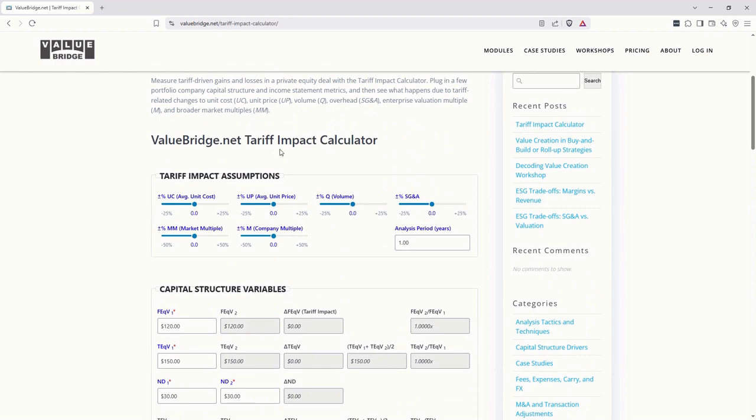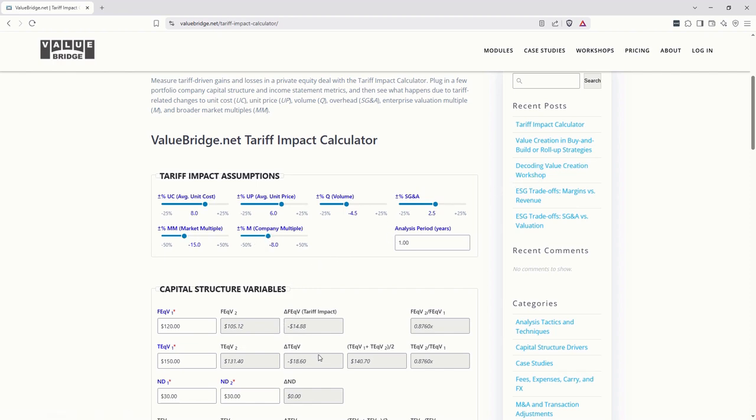Then you can go up to the top and start twisting dials to see what happens to your equity ROI. For example, let's say that tariffs increase the average unit cost, and then we respond by increasing prices. But this causes the company to sell fewer units. Perhaps there's also a modest change in SG&A, and then, due to uncertainty in the M&A environment, broader market valuation multiples go down, and so does the company's valuation multiple.